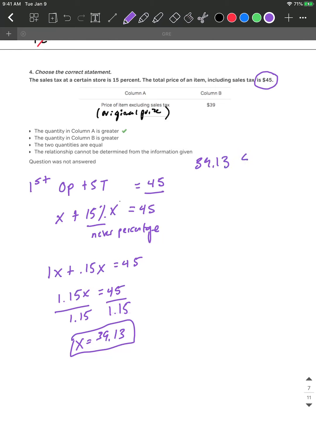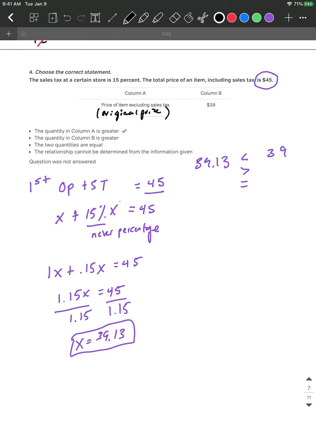When we go back to our problem, we're looking at 39.13. Is that less than, greater than, or equal to 39? Or could I even tell? Is there not enough information? Well, let's think about this. Based on the information we're given and the formula we've created, there is no other way for these numbers to be misconstrued. So D is wrong, because we have obtained the original price of the item. There's no way to change the numbers or get new numbers, so we can eliminate that. And we've understood that they're not equal, so that goes away.